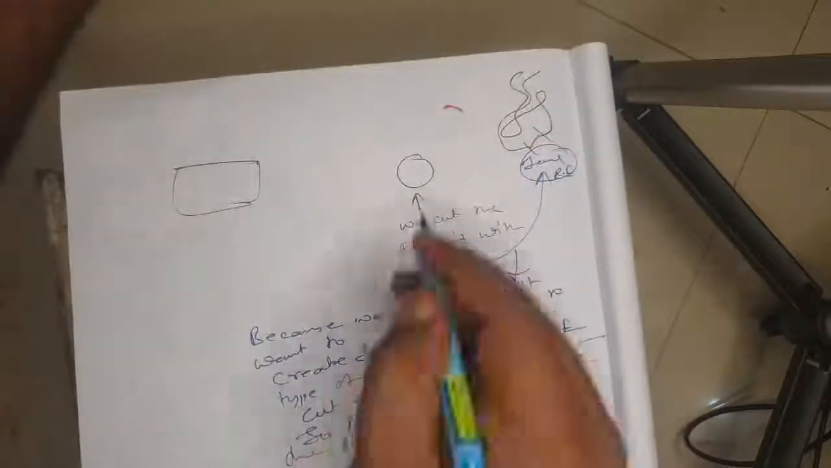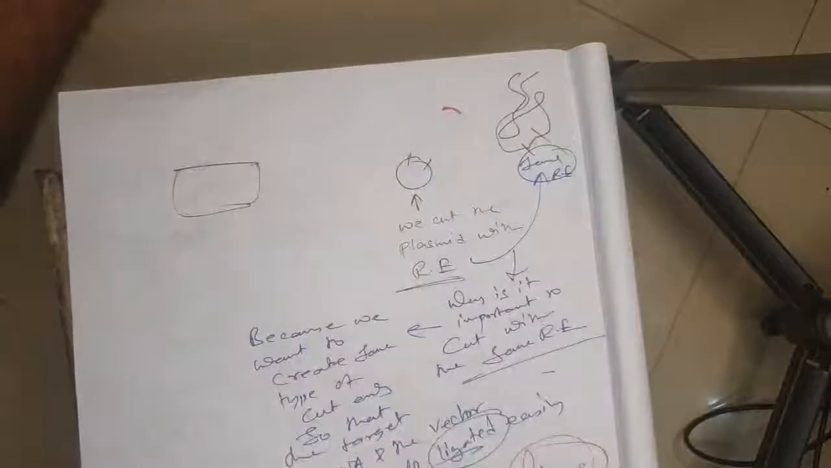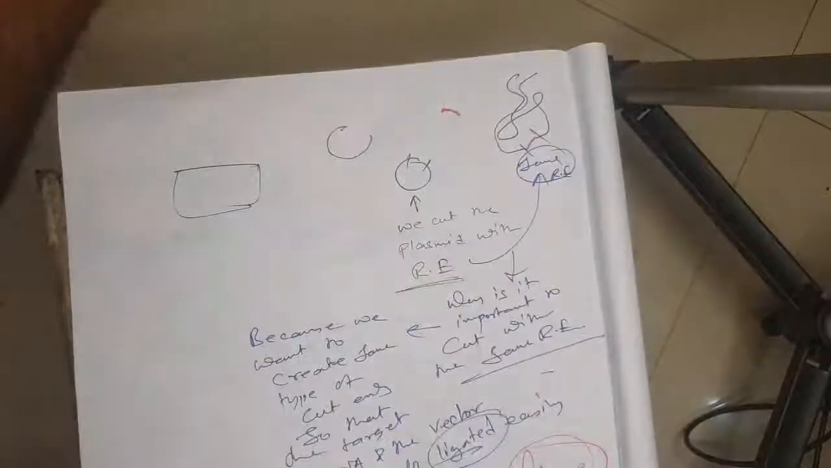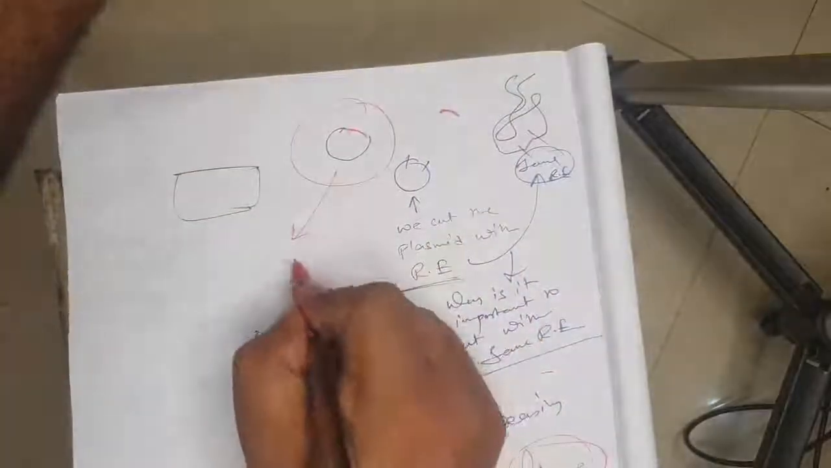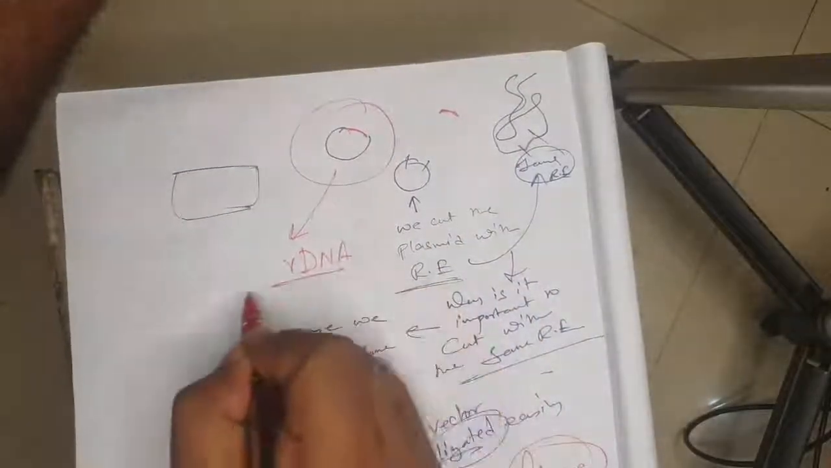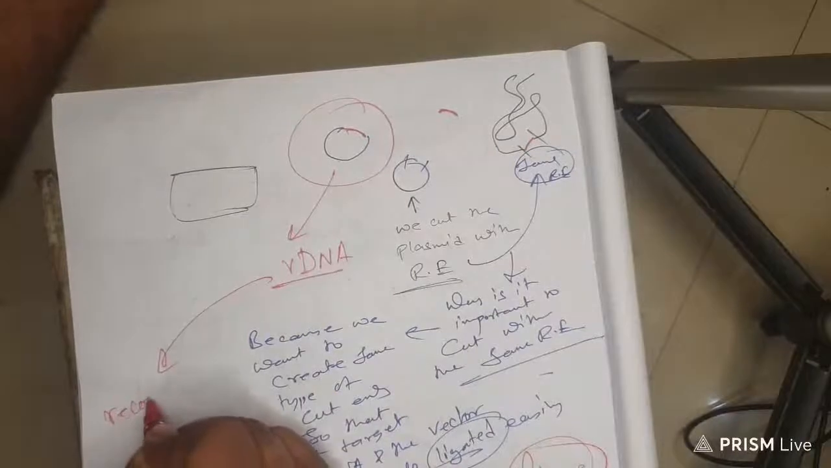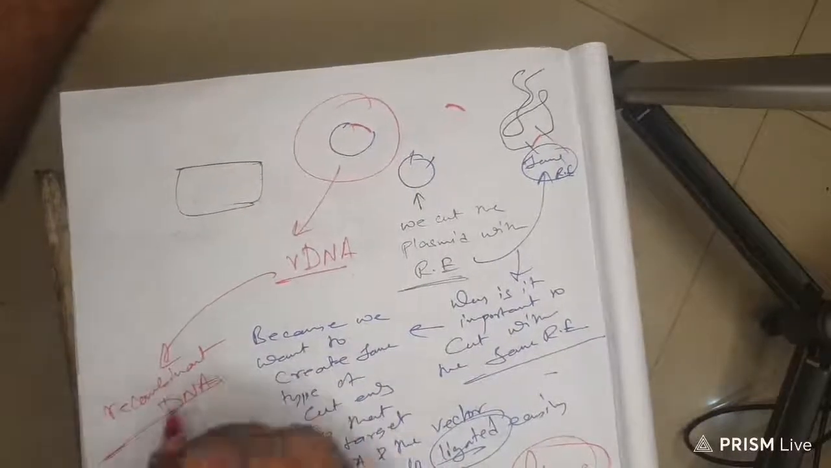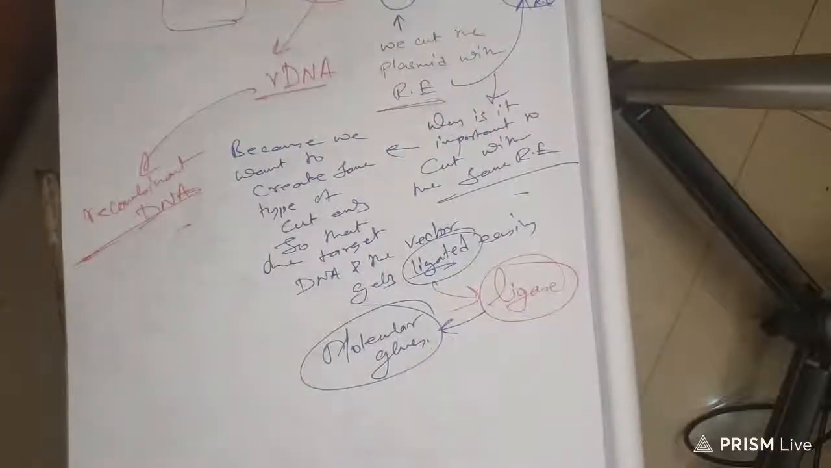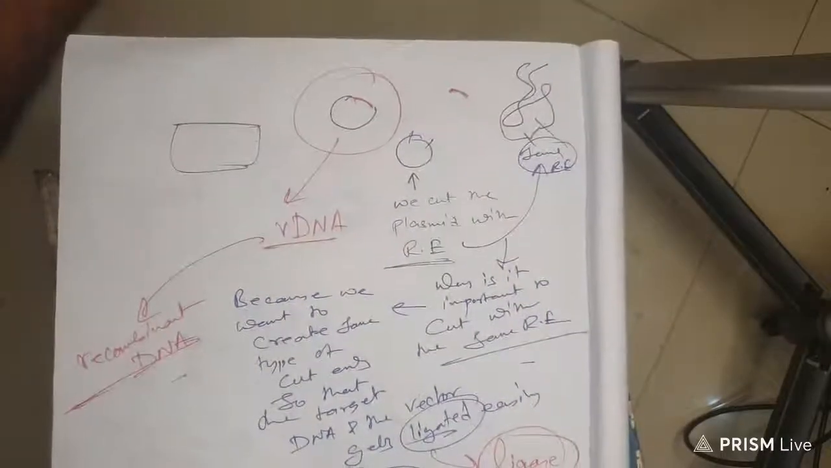And now what we will do is we will cut this, and when we cut this, this end is created, and this will come and join here. So this is our rDNA. We call it rDNA, or recombinant DNA.